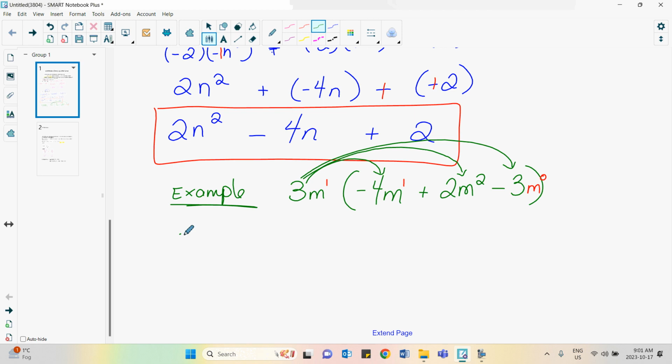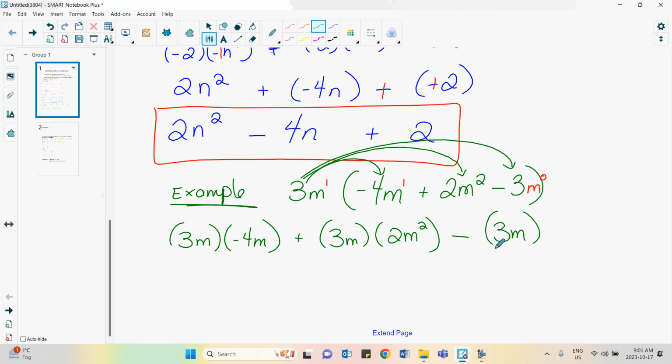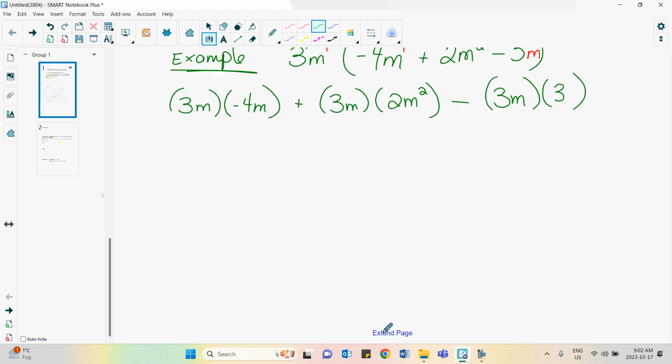All right, so we're going to have 3m times negative 4m plus 3m times 2m squared, subtract 3m. I'm just going to write the 3 here. I put the m to the exponent 0, but I'm not using it.